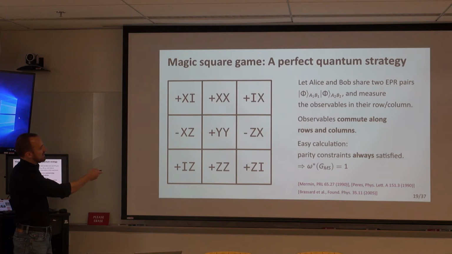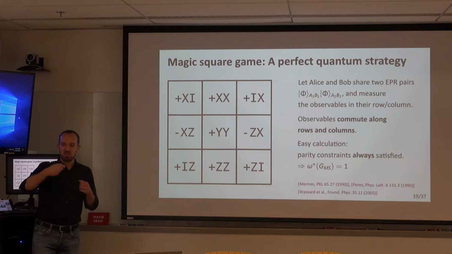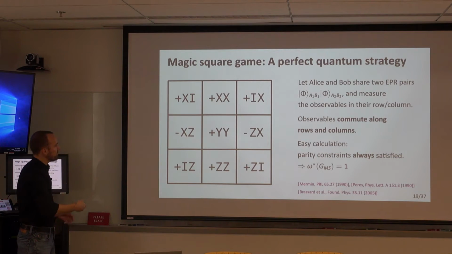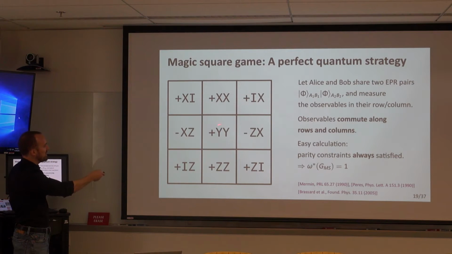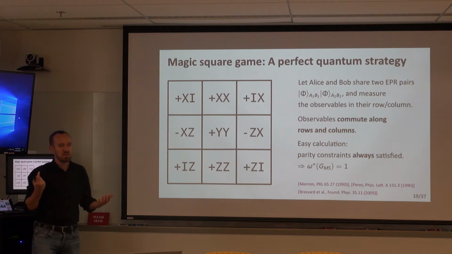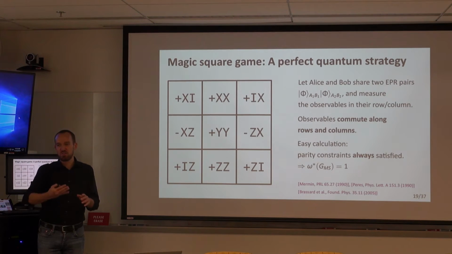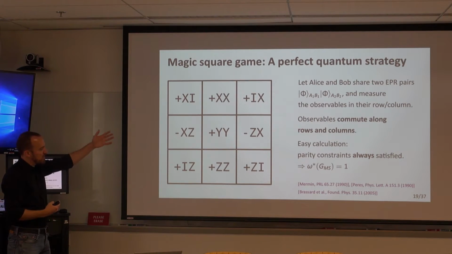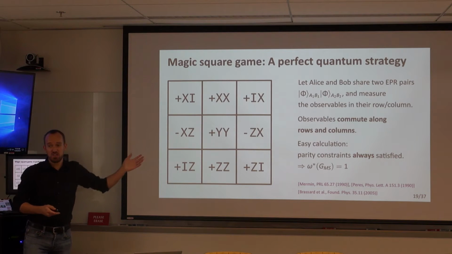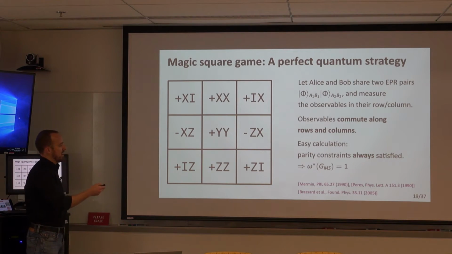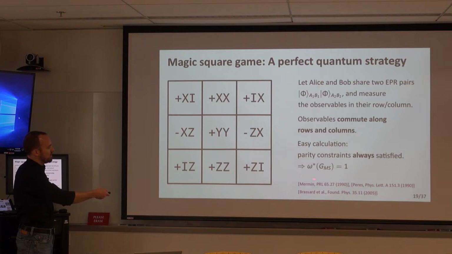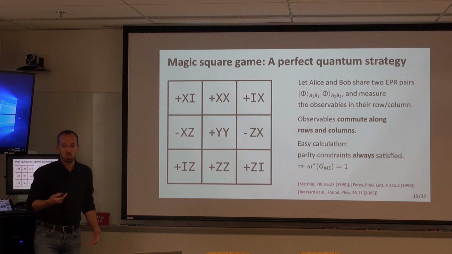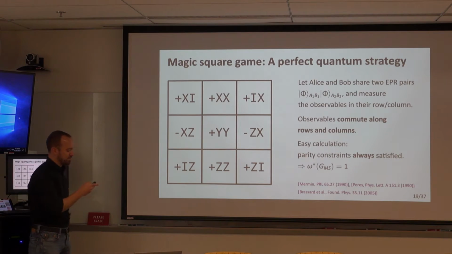The nice thing is that the observables commute along rows and columns, so it doesn't matter in what order they do this. And in the overlapping cell they trivially do the same thing, because they measure the same observable on two EPR pairs. Okay, so it's quite simple algebra to show that this is a perfect strategy that will always win the game for them, and so the quantum value of the magic square game is 1. Okay.